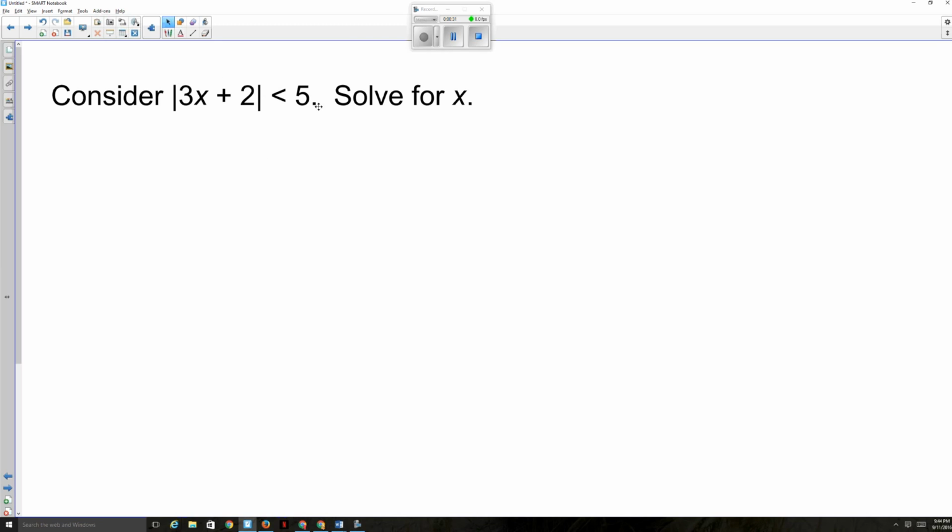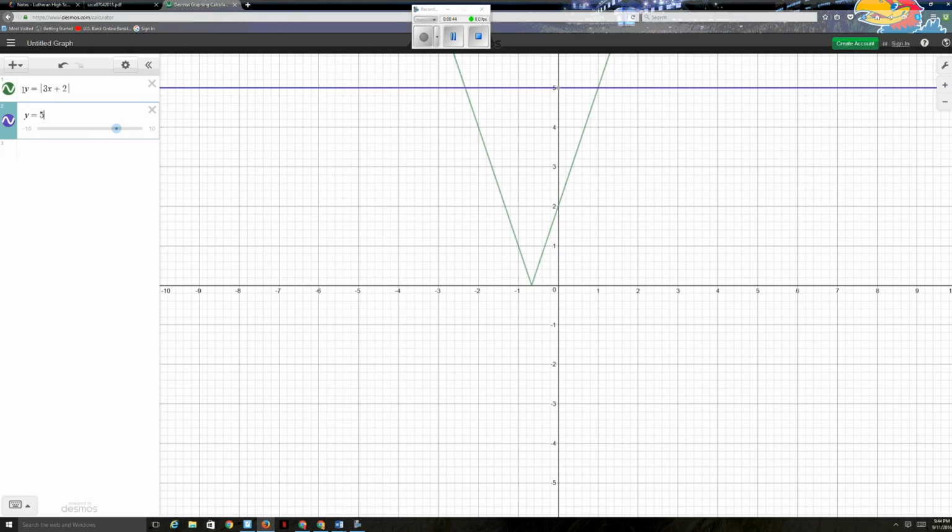So let's look at this right here. The absolute value of 3x plus 2 is less than 5. All right, I'm going to look at this in a couple different ways for you. One, I'm going to look at Desmos. Okay, so I've already got it here. Here's y equals the absolute value of 3x plus 2. You can see it's the green graph here. Y equals 5, so that's the horizontal line here.